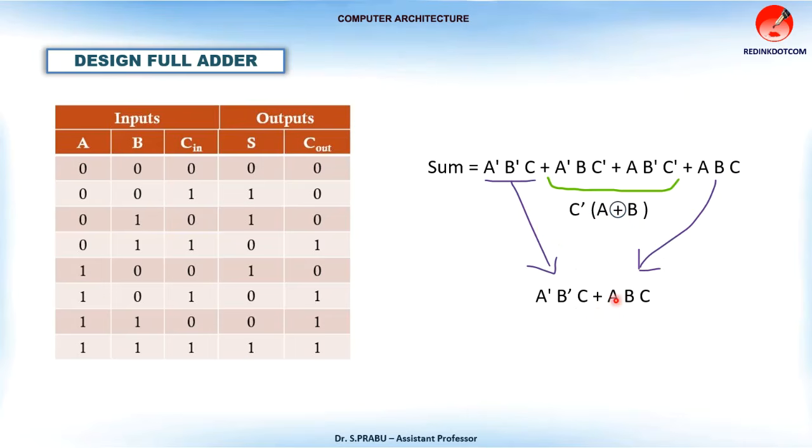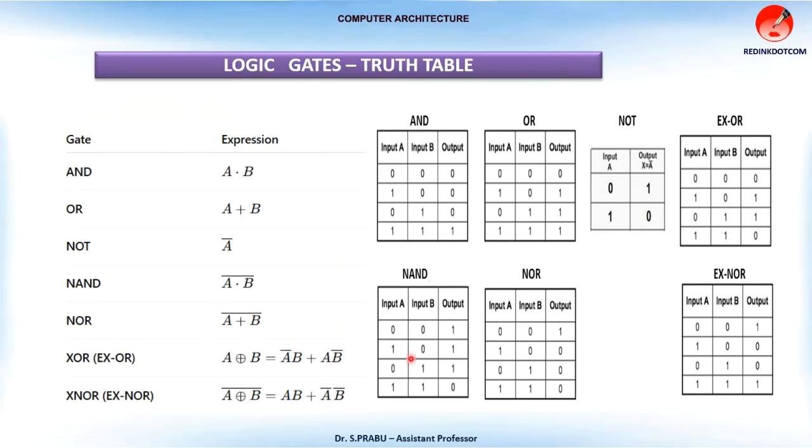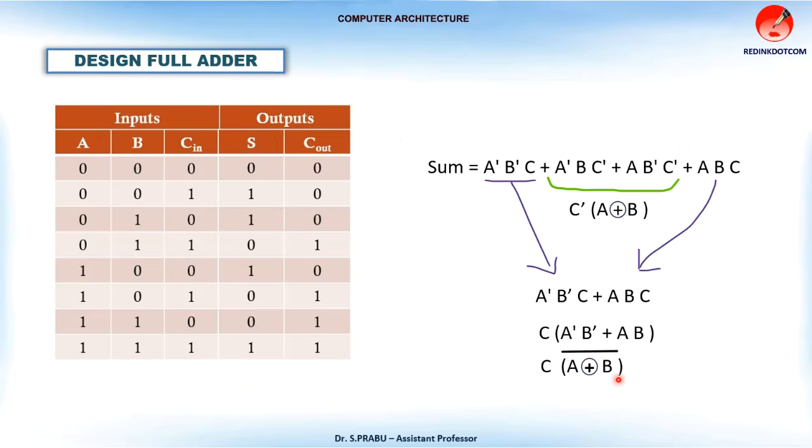For these two values, C is the common term. That can be written like this. This A dash B dash plus AB is nothing but XNOR gate. XNOR gate is nothing but inversion of the XOR gate. So I can write this expression in this format.